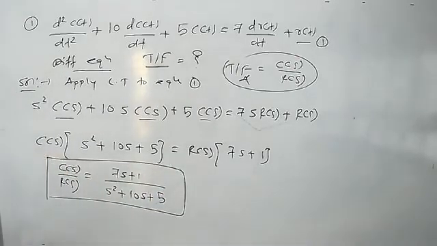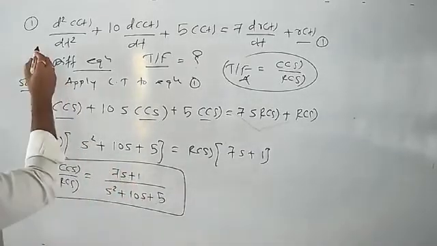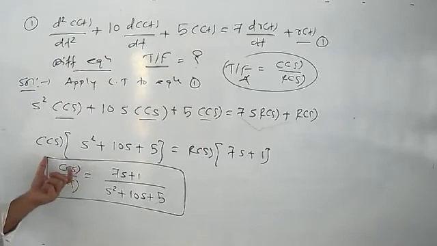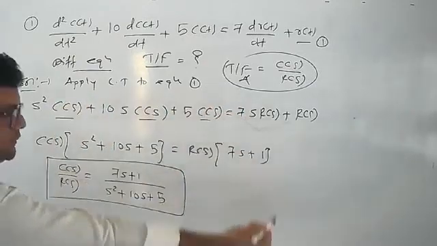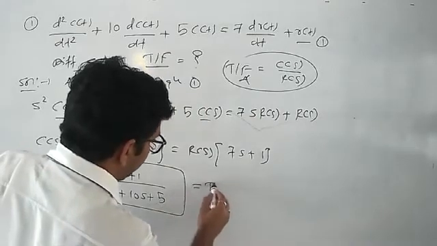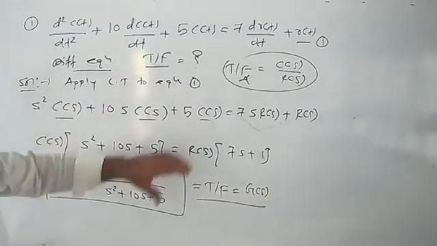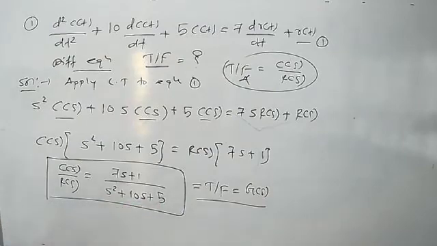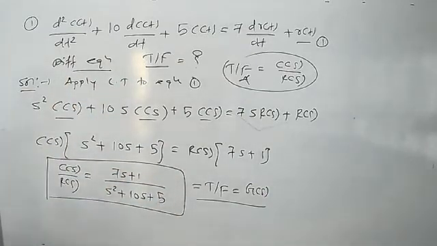So this indicates the transfer function of the given physical system, which is represented by this differential equation. C of s indicates the Laplace transform of output, R of s indicates the Laplace transform of input. So the ratio of Laplace transform of output to Laplace transform of input, by assuming all initial conditions to be 0, is nothing but the transfer function indicated by symbol TF, or G of s. So the transfer function for this system is 7s plus 1 whole divided by s square plus 10s plus 5.